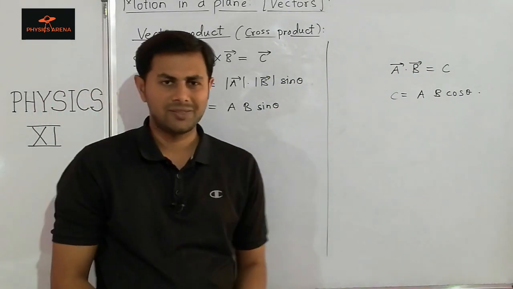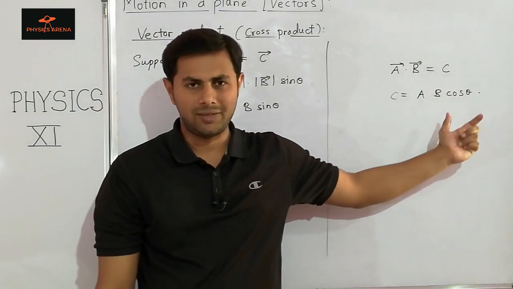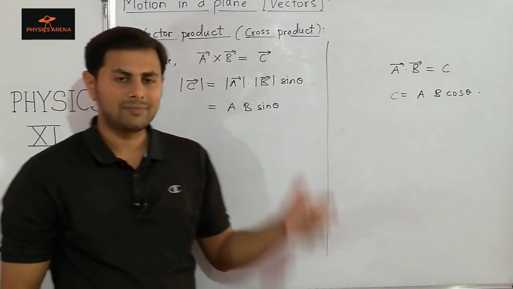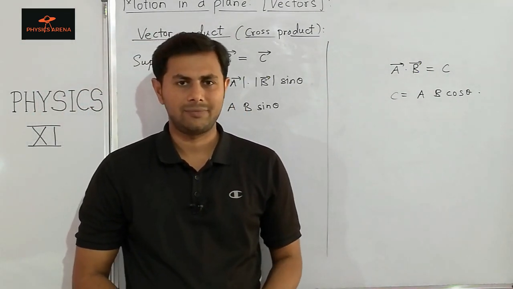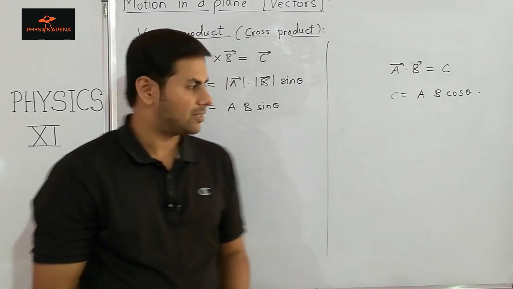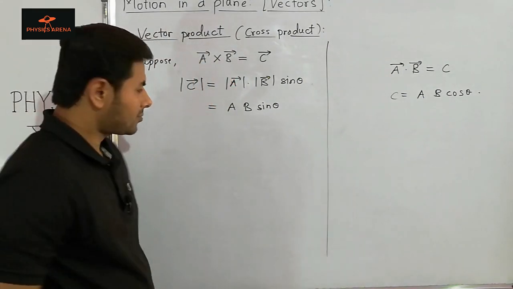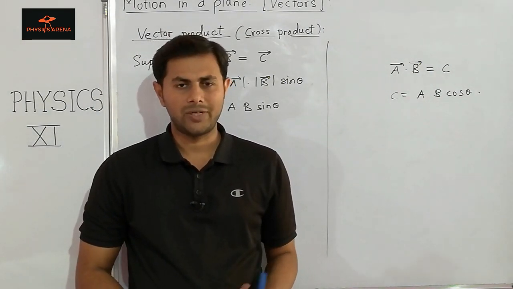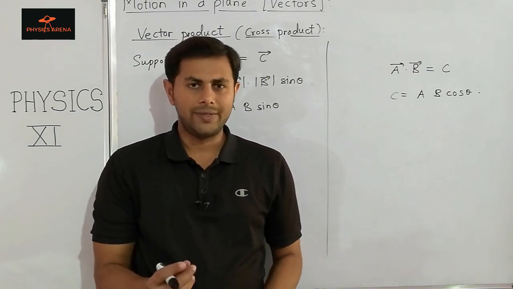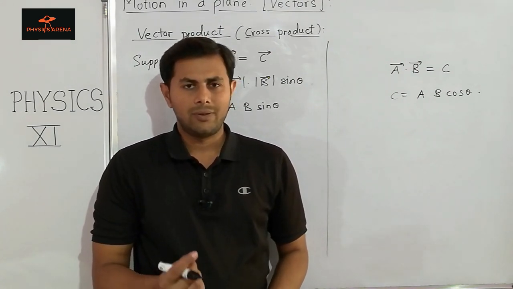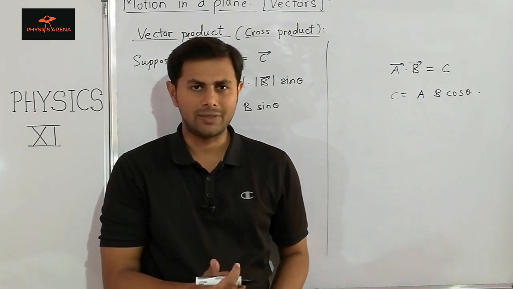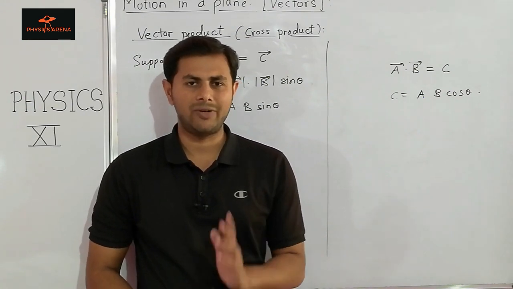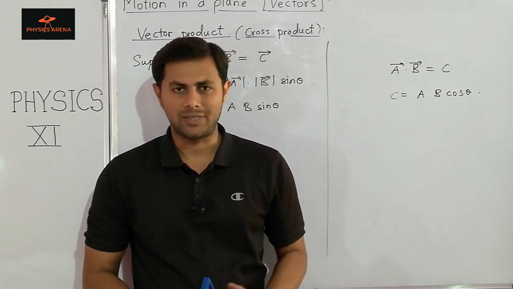And there is another difference, that this was scalar, just a number. In this case, it's a vector, so it has got this magnitude as well as direction. So how to find direction of this resultant? For that, we have a rule called right-handed screw rule. It says that we have to rotate a right-handed screw from first vector to second vector through smallest possible angle. Then the direction in which the screw will advance is the direction of resultant.